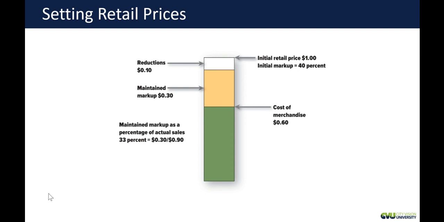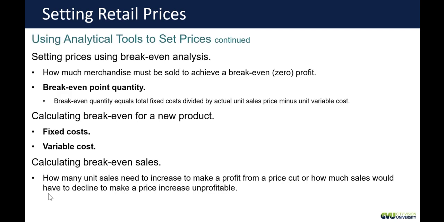That 30 cents is really what we're looking at. Essentially we'll have a 33% markup overall. That's the 30 cents that we're going to maintain, and 30 cents divided by 90. So that's our maintained markup, but our initial markup is 40% because we would take the 40 cents that we marked up, the initial price of $1 minus the 60 cents, that's 40 cents that we make, divided by $1. That's one way to do it.